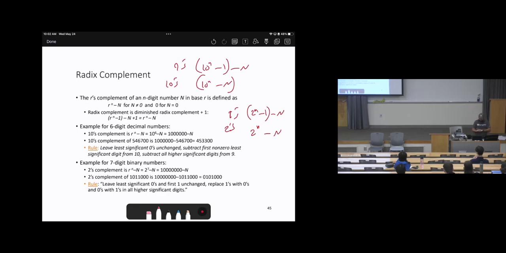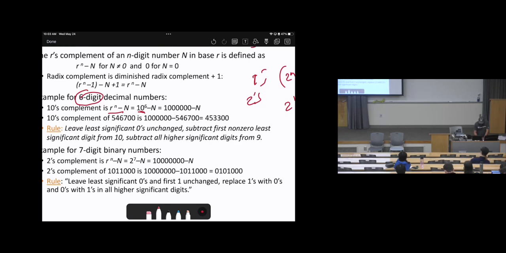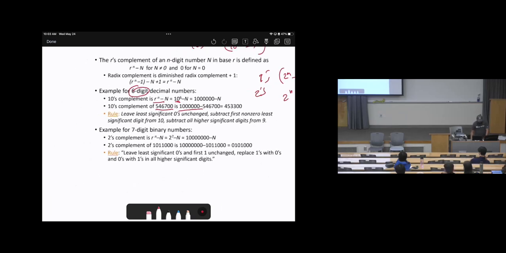Then it will take some time. So let's assume we have 6 digits. So r power n minus the number means 10 power 6 minus the number. When we have this number, you need to subtract, make the borrow and do this thing. So this will take some time. For example, as I said, here 10 power 6 minus 54670. You need to make the borrow at each digit and do the analysis.